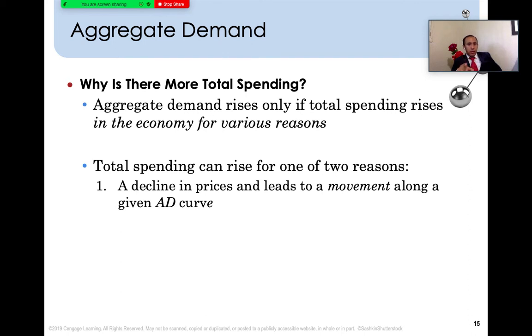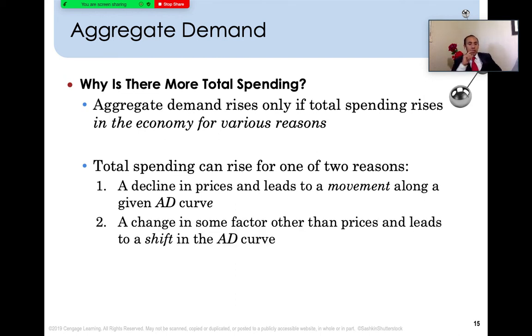Total spending can increase for two reasons. A decline in prices can lead to an increase in the quantity demanded of real GDP, which is a movement along the aggregate demand curve. The aggregate demand curve stays the same, the price level drops, and you demand more units given those lower price levels. And the second reason is a change in some factor other than the price that leads to a shift in the aggregate demand curve.